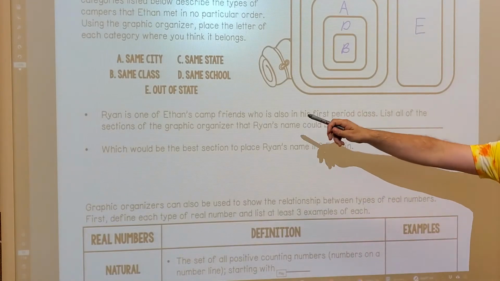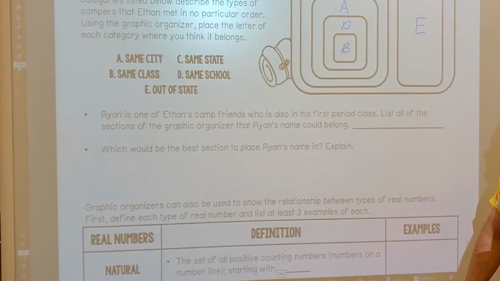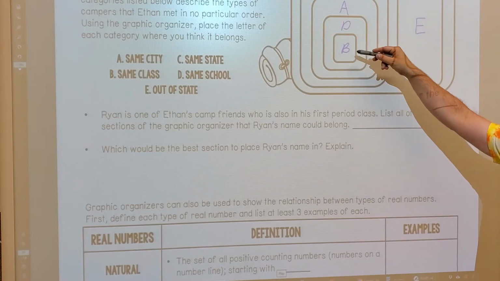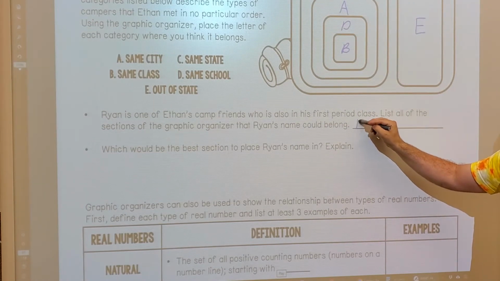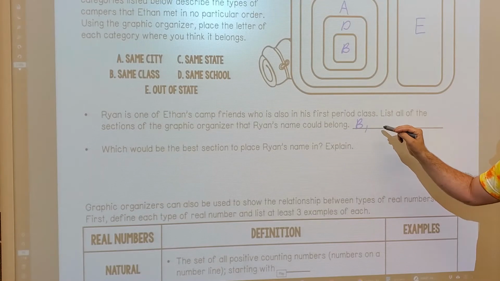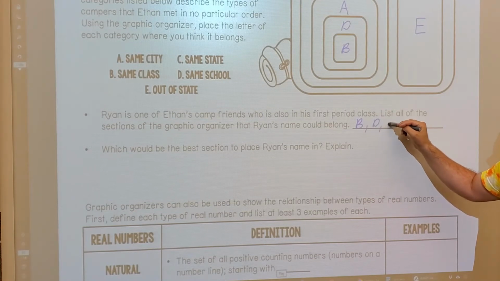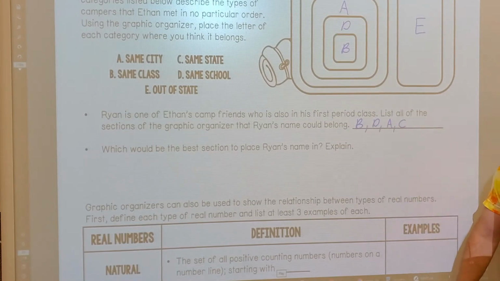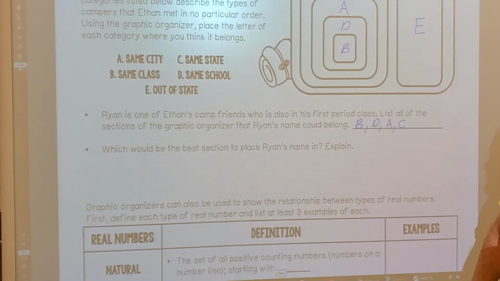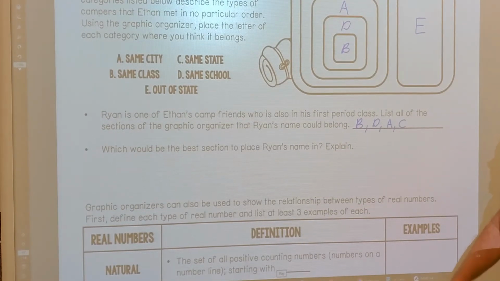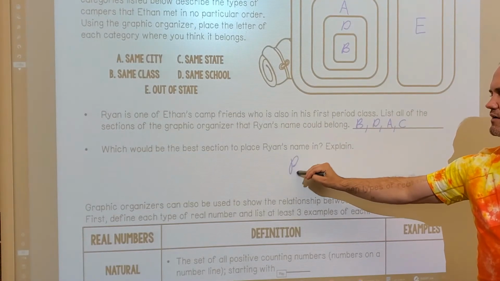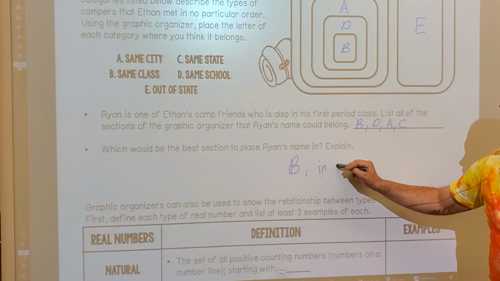All right. Ryan is one of Ethan's camp friends who is also in his first period class. List all of the sections of the graphic organizer that Ryan's name could belong. So if Ryan is in his first period class, he could be in there, right? So he's in the same class, which means he would be in the same school, in the same city, and in the same state. B, D, A, C. Okay? Which would be the best section to place Ryan's name in? Well, if he's in his class, that would be the best to be in B, because it's in all of the others as well.